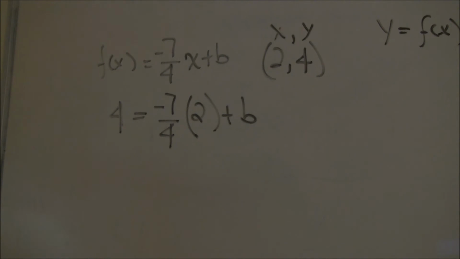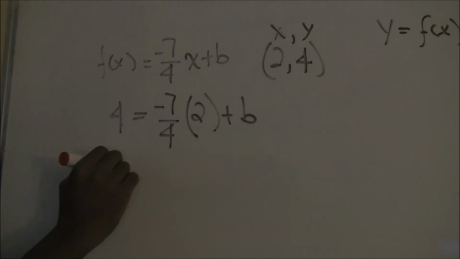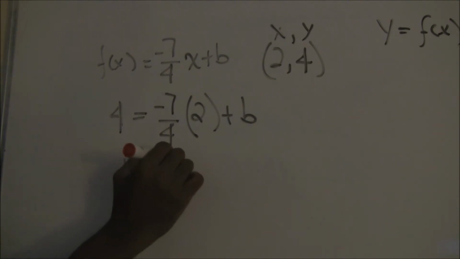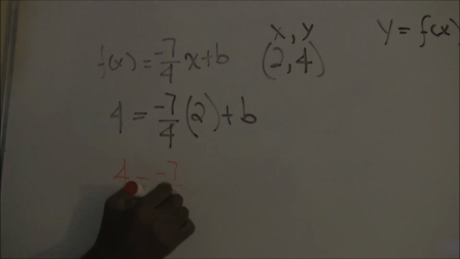Because I don't know what b is right now, I have enough information to find b. As a result, we end up with 4 equals negative 7 over 2.